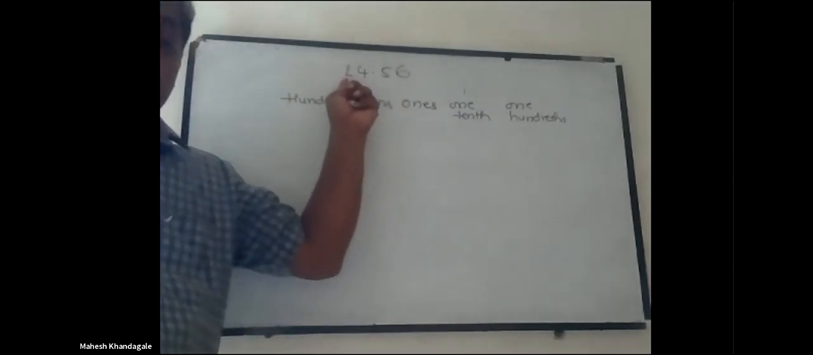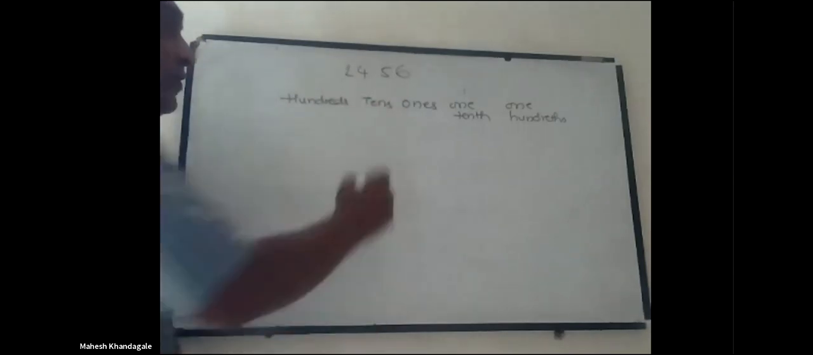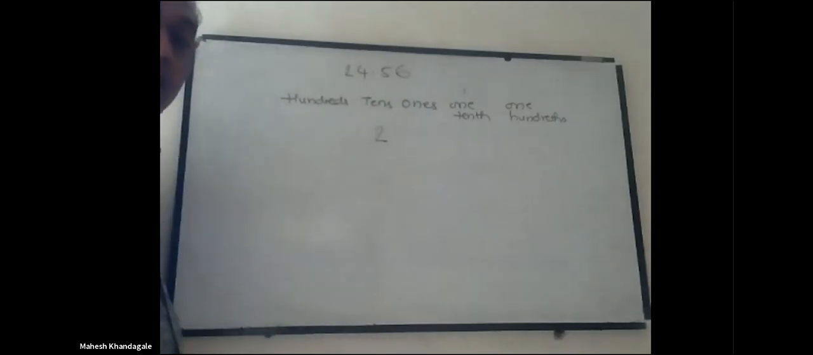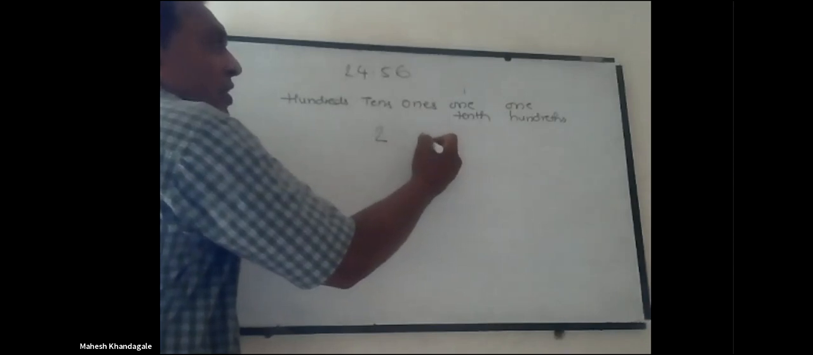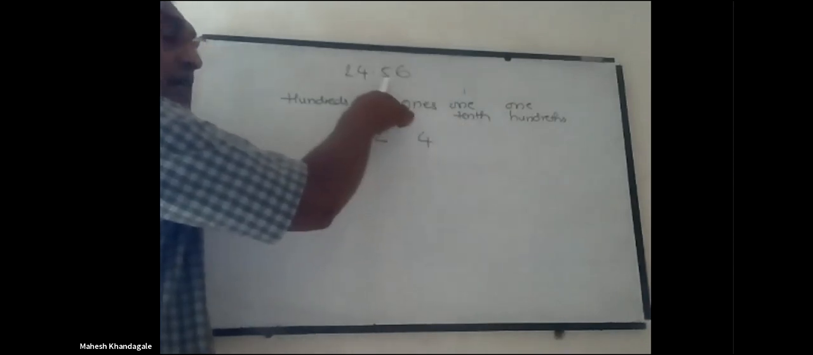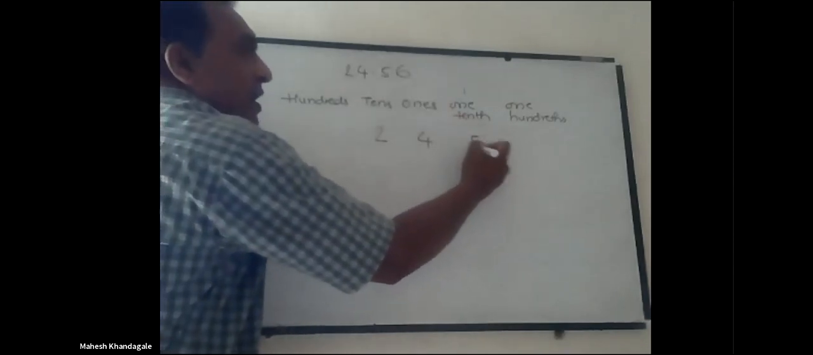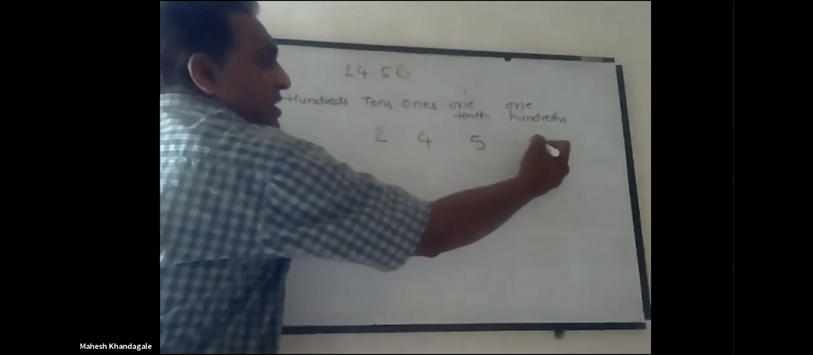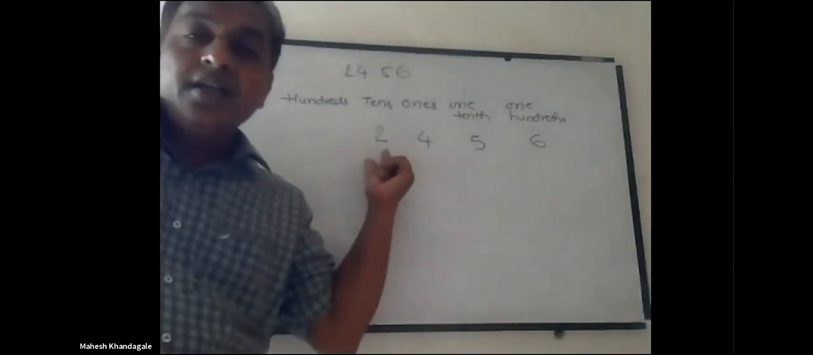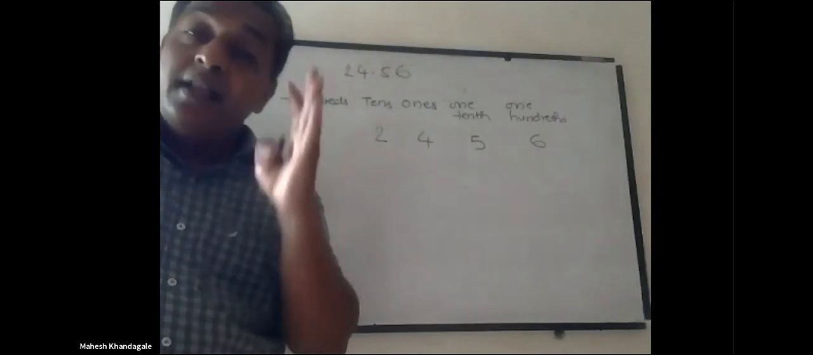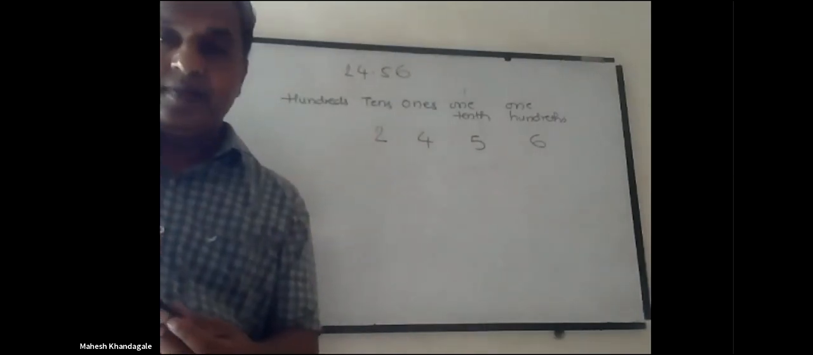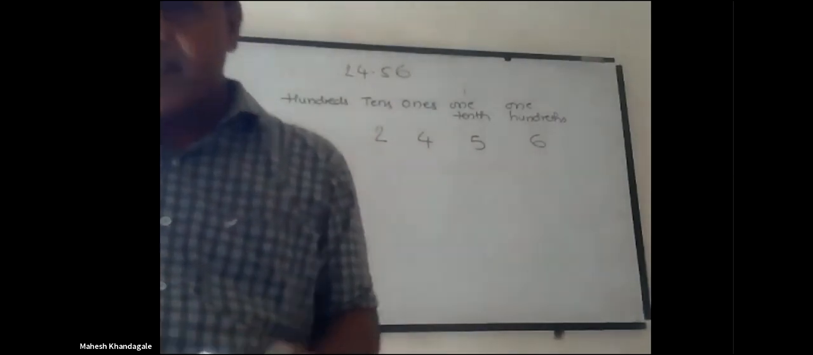Now where is 2? In the tens place. I will write 2 here. The ones digit is 4. Then the tenths digit is 5. And the hundredths digit is 6. So you just write 2, 4, 5, 6 in the correct place. Understood? Clear?